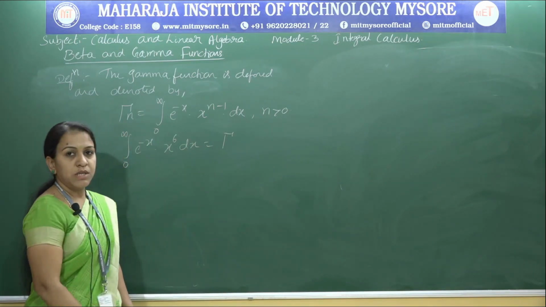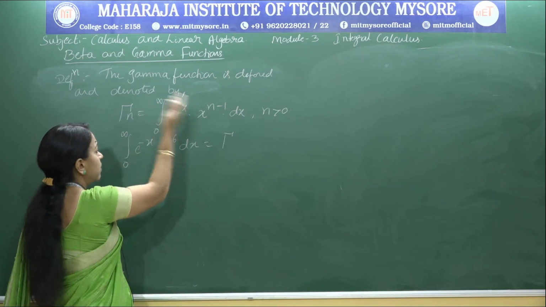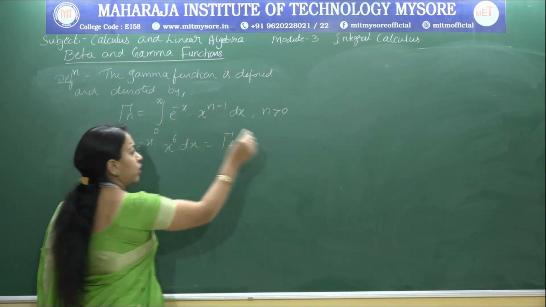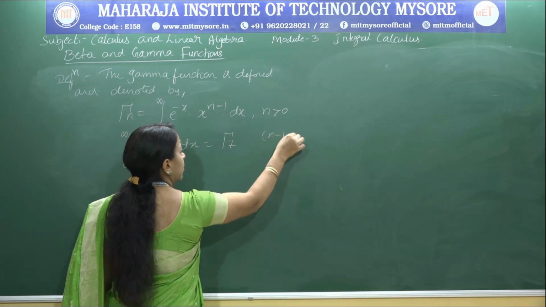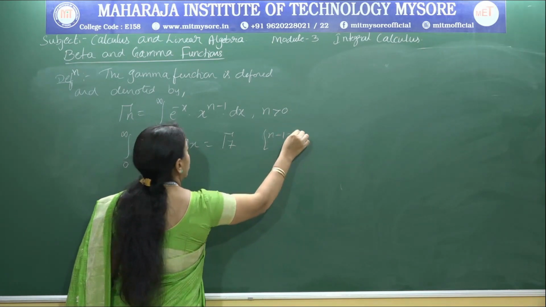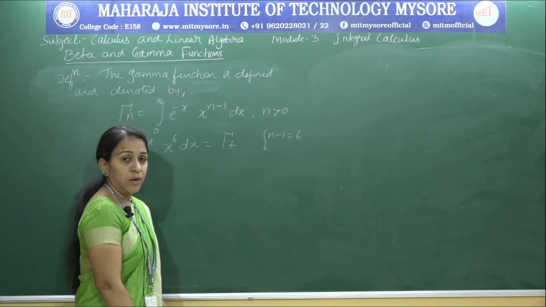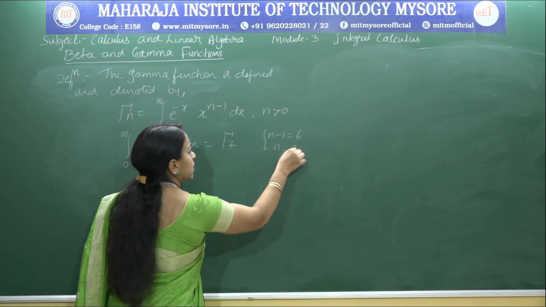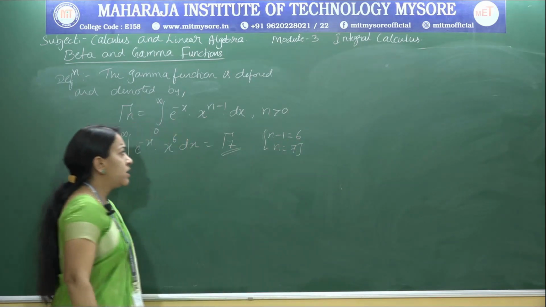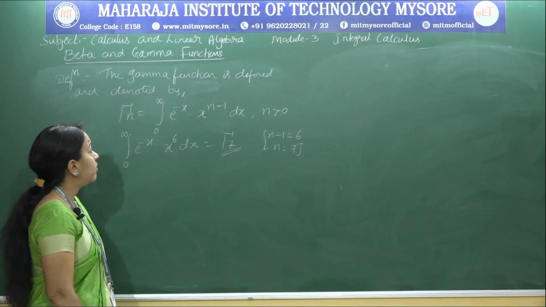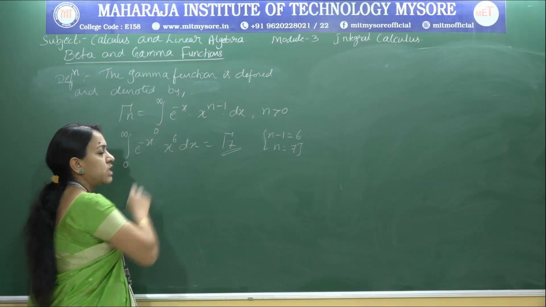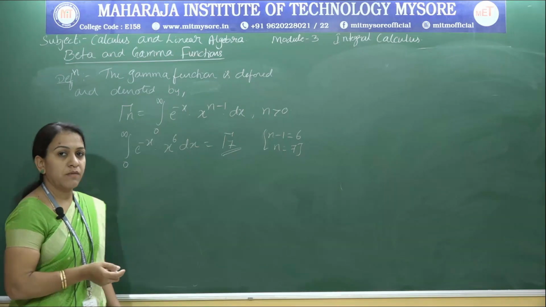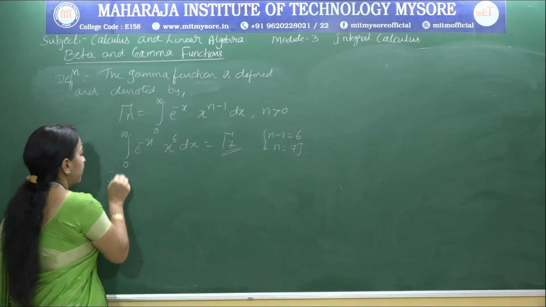So, the n minus 1 term is there. So, I should consider the nth term, that means 7. Comparing n minus 1 equal to 6, in place of n minus 1 we have 6, so that n equals 7. So, gamma 7 is the integral of e power minus x power 6 dx, which can be replaced by gamma 7.